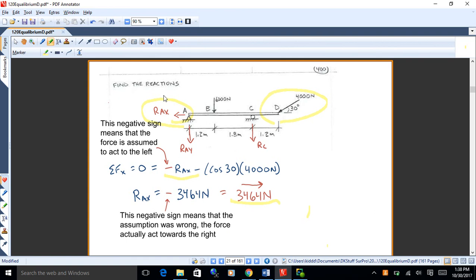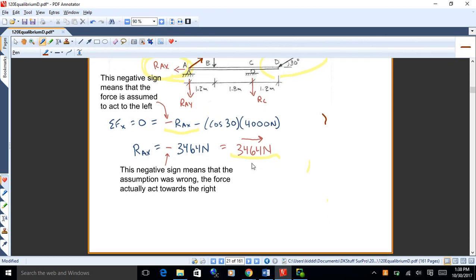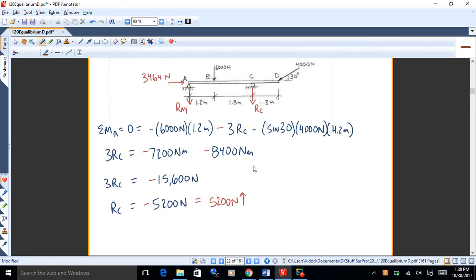So like this one here, RAX, that's either got to be left or right. If you assume for some crazy reason that RAX is going up like that, you'll get a bad answer, okay? So it has to be on the proper line, but it can be either direction on the line, okay? So just keep that in mind. And I've got other examples here too.